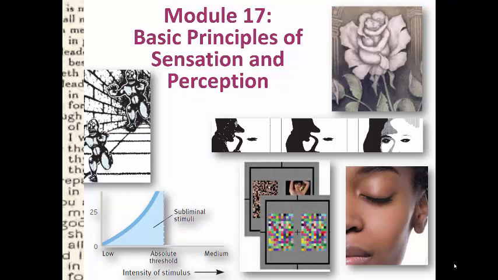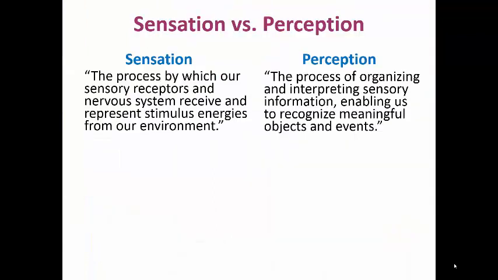Hi all, today we're talking about Module 17, the basic principles of sensation and perception. So what is sensation and what is perception? Sensation is the process by which our sensory receptors and nervous system receive and represent stimulus energies from our environment. So basically it's the way that our senses get in contact with stimuli or things in the environment. Perception is the process of organizing and interpreting sensory information, enabling us to recognize meaningful objects and events.